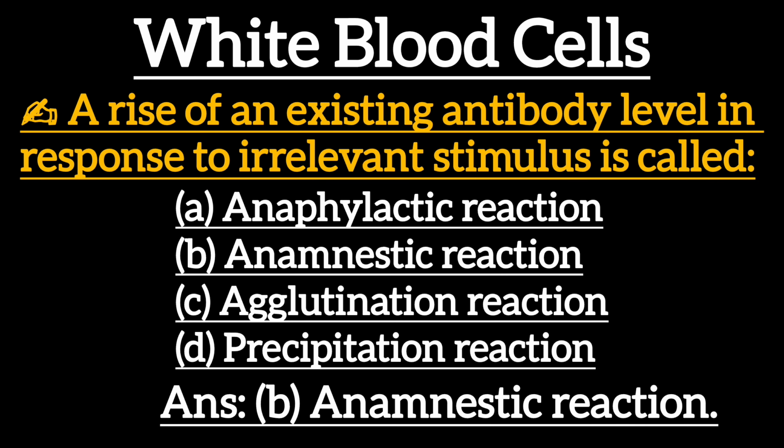Next one is a rise of an existing antibody level in response to an irrelevant stimulus is called option A anaphylactic reaction, option B anamnestic reaction, option C agglutination reaction, option D precipitation reaction. Correct answer is option B anamnestic reaction.